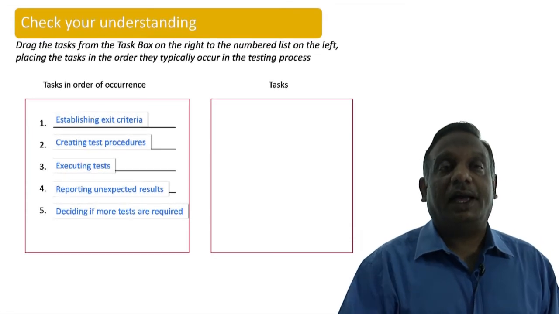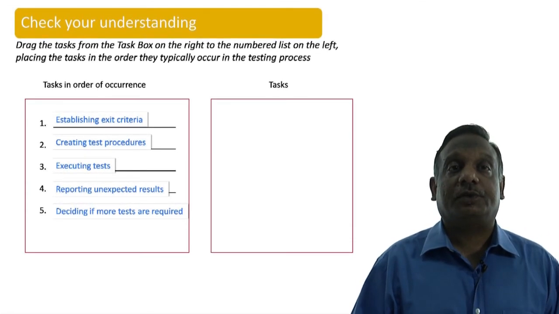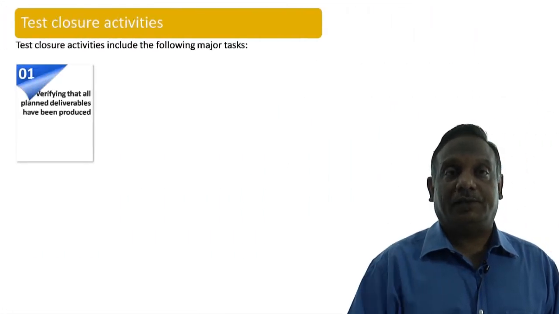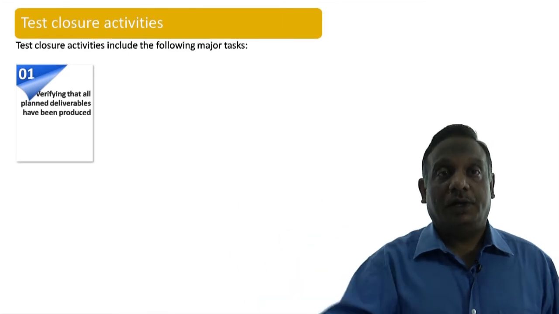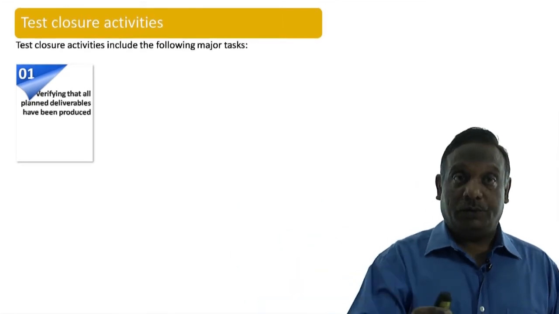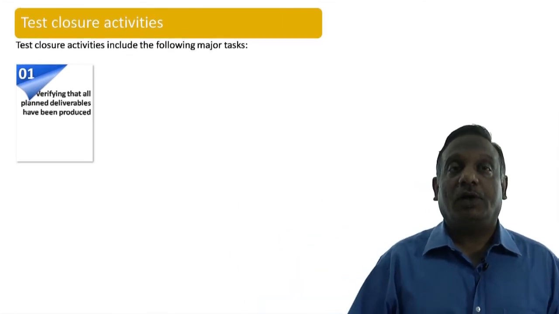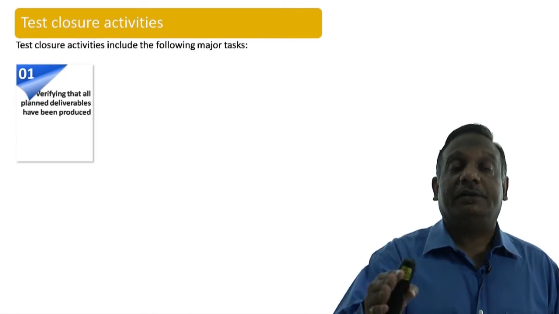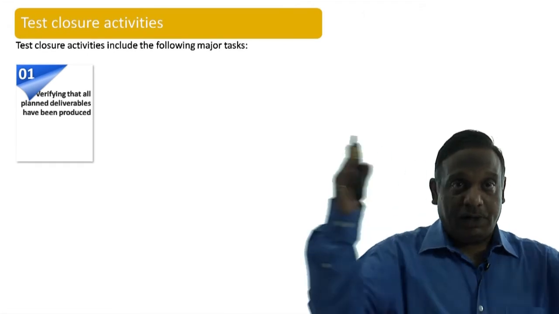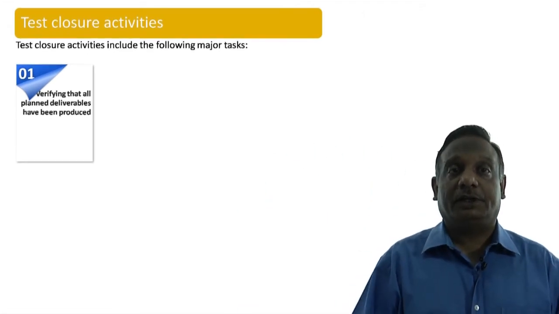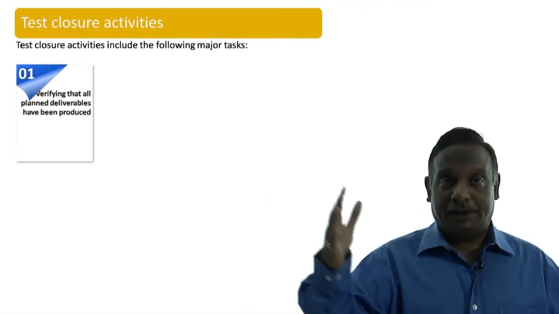The last activity of our fundamental test process is test closure activity. Now the project is done, but before we move on to the next project, we have to do some tasks. So what are those tasks? The first one is verify that all planned deliverables have been produced. Whatever we agreed in this testing project have indeed been delivered.